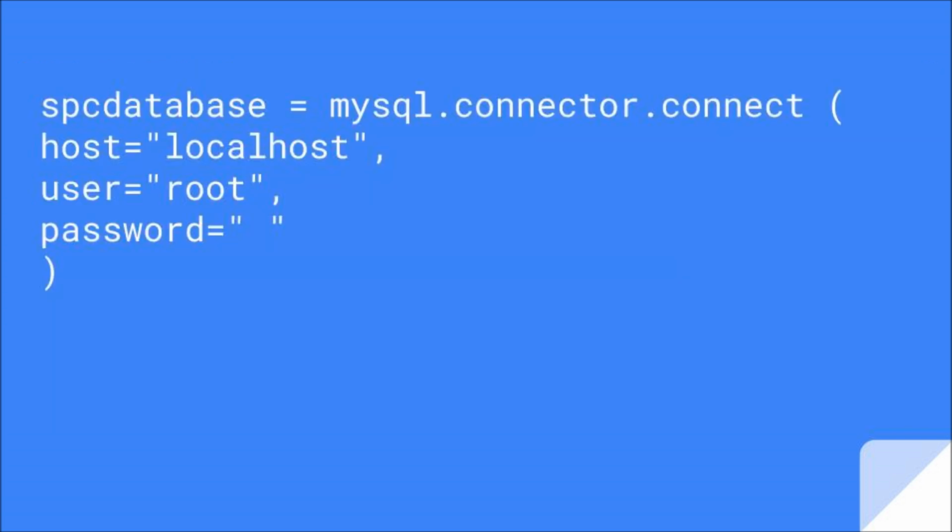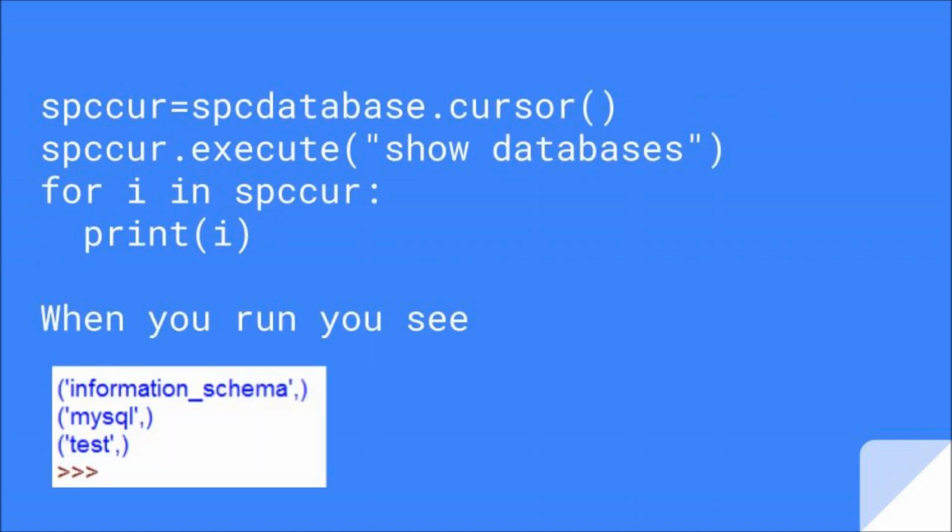We have given a name to the connection and it is SPC database. Method cursor is called by the connection SPC database. The same is stored in SPC car. Finally, SPC car calls the method execute. Within the parameter of the function execute, we write on the MySQL command.